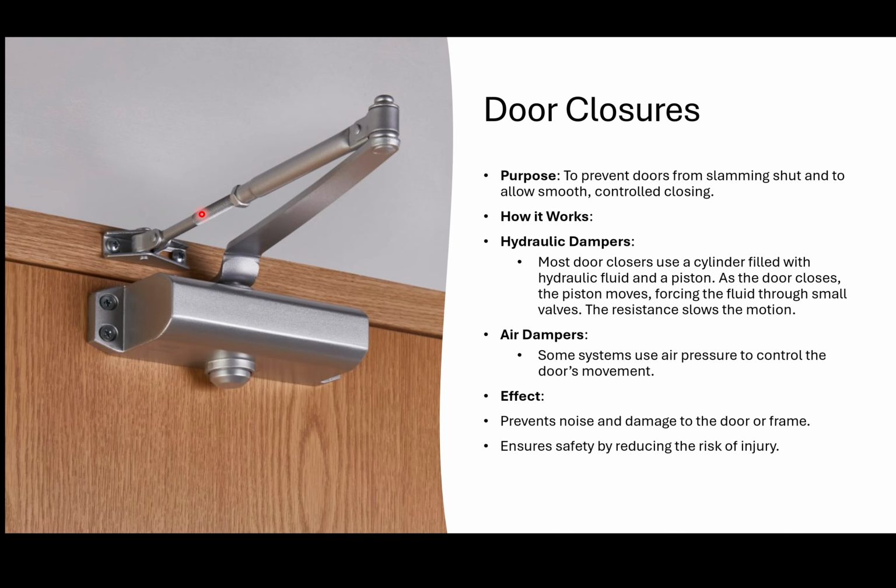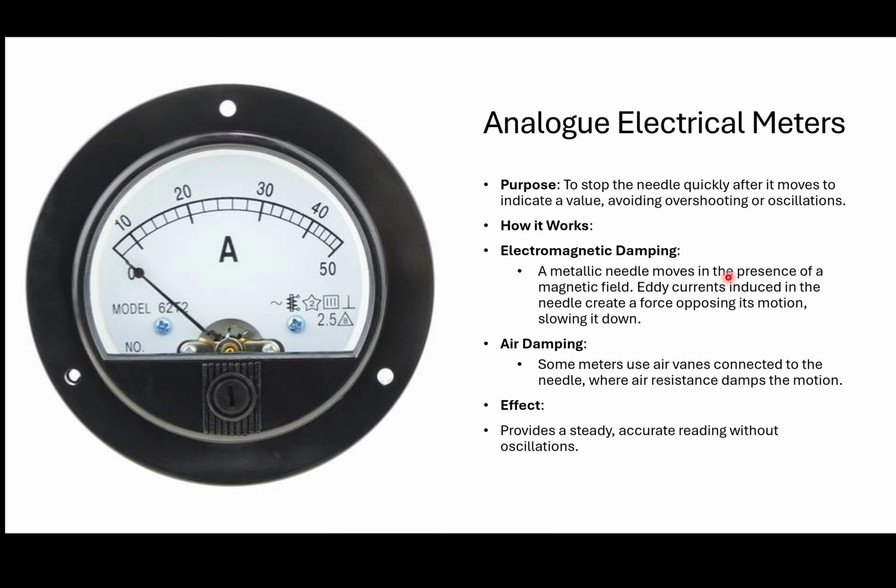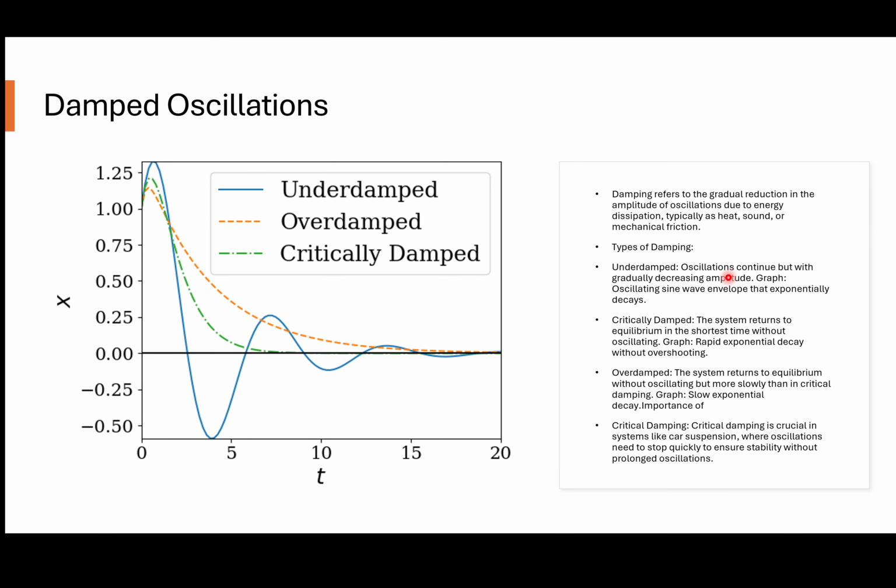Also door closures, with hydraulic dampers that we use for door closures. For some doors that have these, when you swing a door, it will immediately come to a slow movement to shutting. It doesn't allow the door to swing loosely, but it dampens the oscillation of the door and allows it to move slowly to closing. This is an example of using hydraulic or air dampers. It prevents any type of noise or damage to the door frame, ensures safety, and reduces the risk of injury from swinging doors. So we try to reduce the oscillation of these objects, and that's what damping is all about.